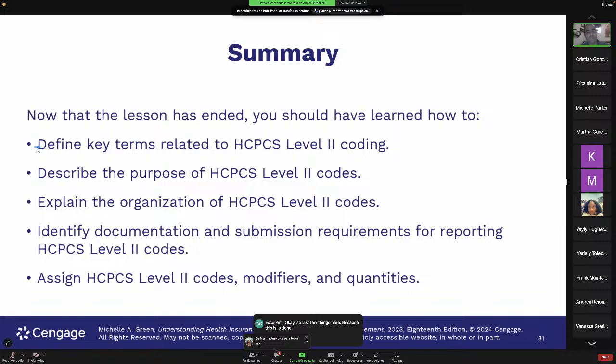Okay, so last few things here, because this chapter is done. Key terms related to coding. Again, key terms is the most important part. The purpose is just built for things, not for procedures. The organization of it. You saw that we have the HCPCS first, and then the 4 major things, including modifiers at the end. Documentation and submission requirements for reporting. The more complicated the thing is, the more documentation you need. And then assigning HCPCS level 2 codes and modifiers. We're going to see the quantities when we start doing the practices. Quantities will be like a medication. How much medication are you going to give?